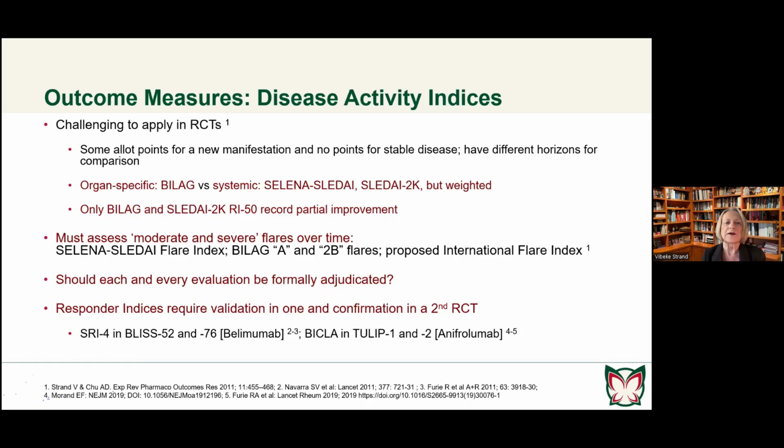We have the BILAG with A or 2B flares. We have the International Flare Index. And then we're looking at the evaluations in these trials. Must we adjudicate them formally, each evaluation? Because that is a lot of work, but it is necessary because there's too much variability in assessment.